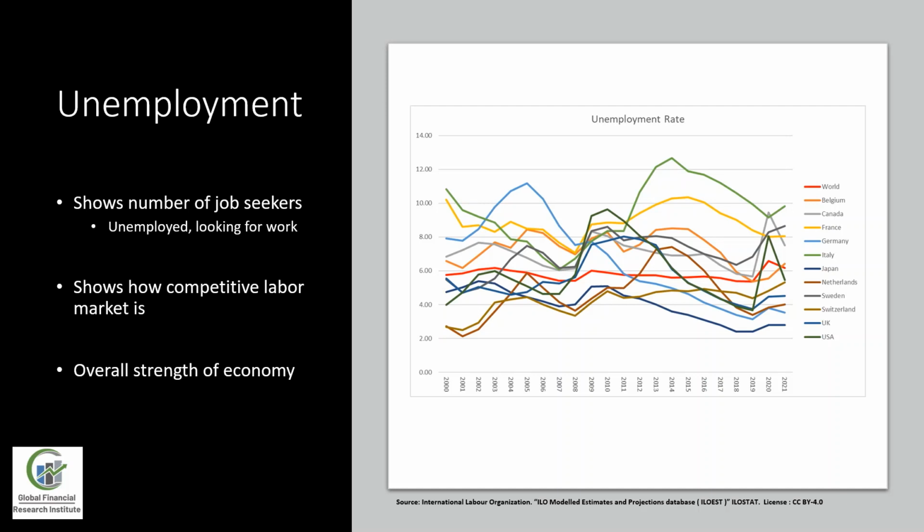The last major metric we're looking at today is unemployment. This is a measure of the number of job seekers actively looking for work. So these are unemployed individuals looking for a job that currently do not have a job within the country. It shows how competitive the labor market is. For example, a 6% unemployment rate means that out of 100 workers, 6 of them are expected to be unemployed and are currently looking for work. It's a measure of the overall strength of an economy, and it can be used to compare between countries. So it's another very important metric that we look at.